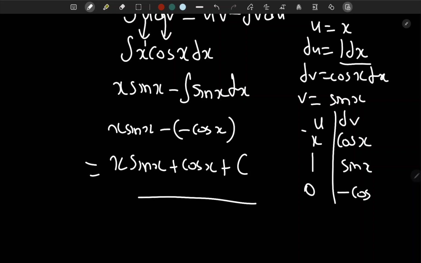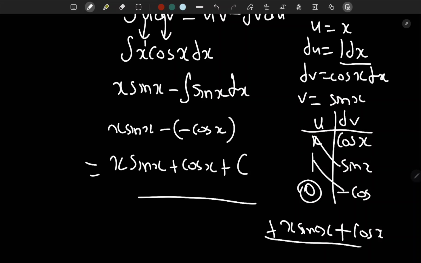So now cross multiply the first u multiplied by the second dv, so x multiplied by sine x, and then we alternate the sign. So first one is plus, this is minus 1 multiplied by negative cosine, so this is going to become positive, then cosine x, and you see the 0 and you stop here. So this is the final answer. You can see that it's the same, and I just forgot the c.